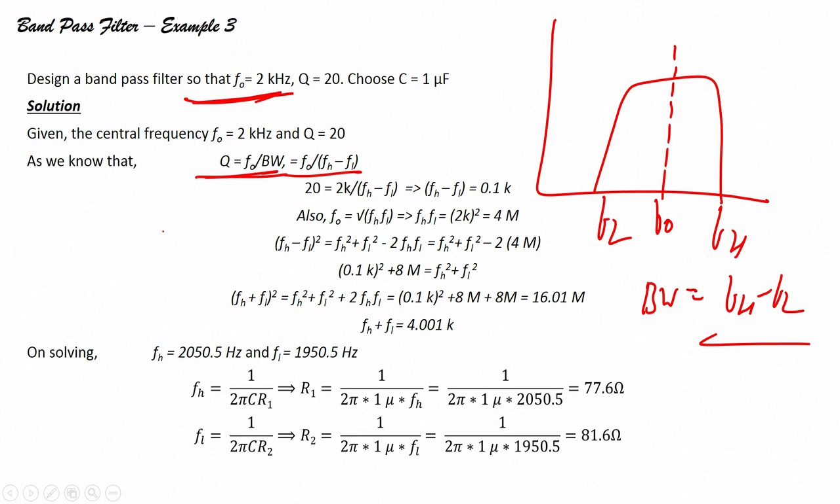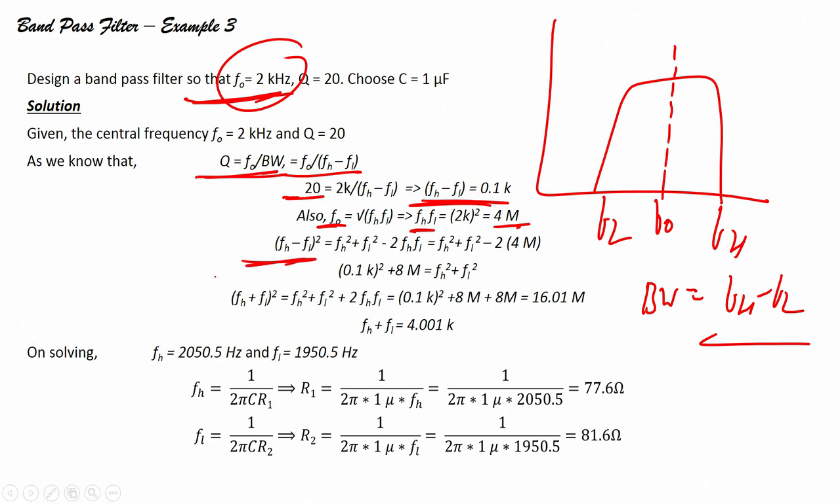FO divided by FH minus FL. Substitute the values: Q equals 20, FO is 2 kilohertz, divided by FH minus FL. So, FH minus FL will be 0.1 K. Now, FO equals the square root of FH into FL, that we also know, which means FH times FL equals 2 K whole square, equals 4 M.